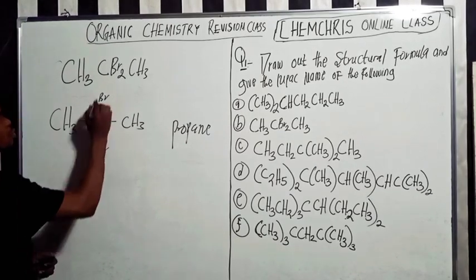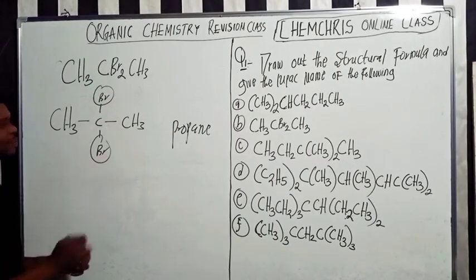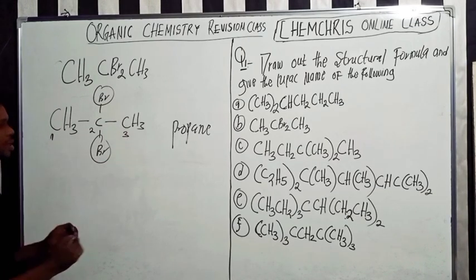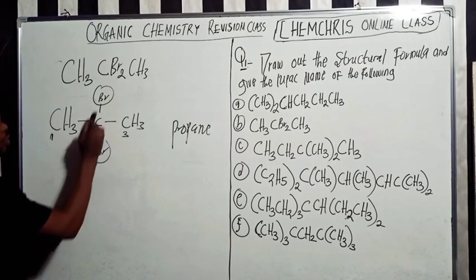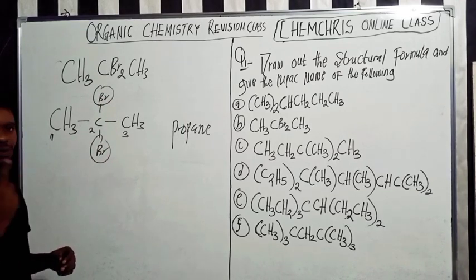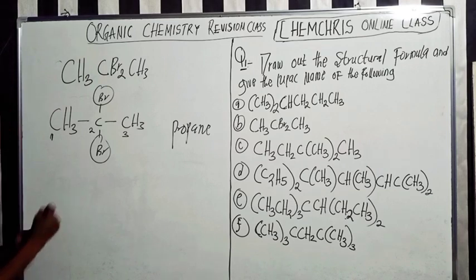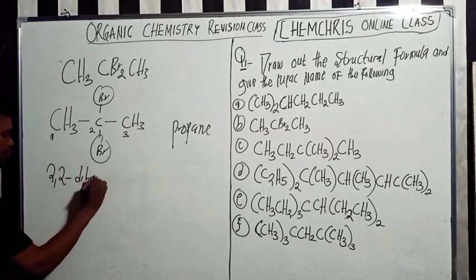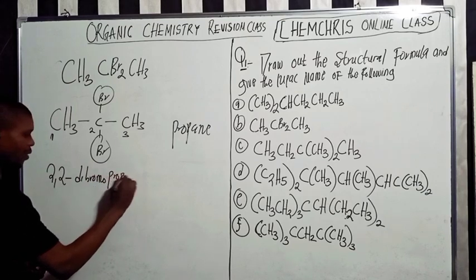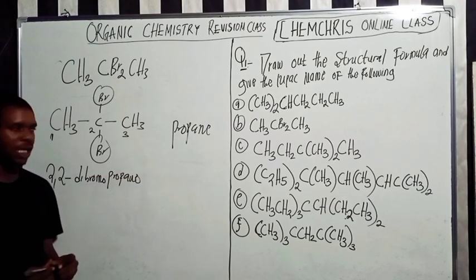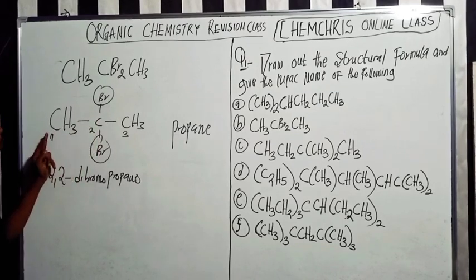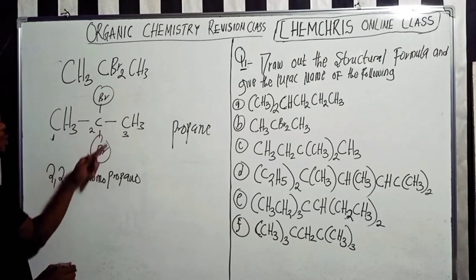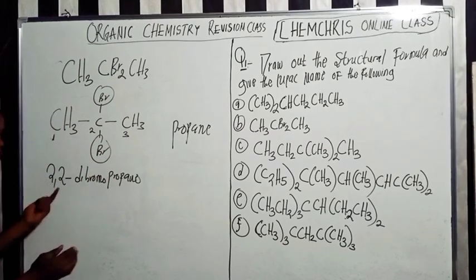Now here we have two bromine at what? This middle carbon. So you can say 1, 2, 3, right? So bromine, we have two bromine, so it's going to be 2,2-dibromopropane. Now let me break it down here. The two bromines, we start from here: 1, 2, 3. The two bromines are on carbon number 2. So that's why we have 2,2.